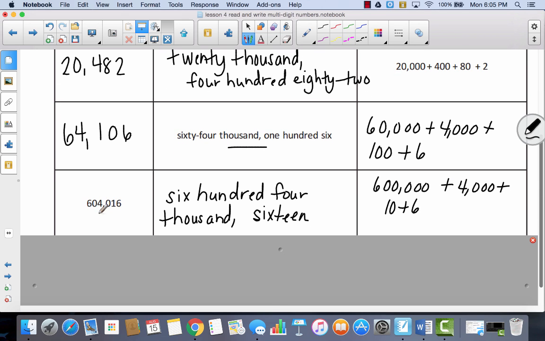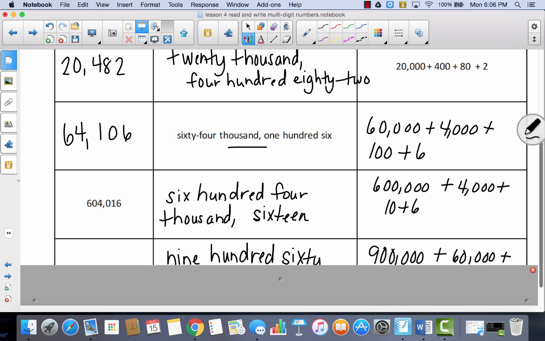So again, I read these digits just like you read the ones, tens, and hundreds. 604, but these are thousands. So you say 604,016. So the value of the 6 was 600,000, the value of the 4 was 4,000, and the value of the 1 was 10, and the value of the 6 was 6.